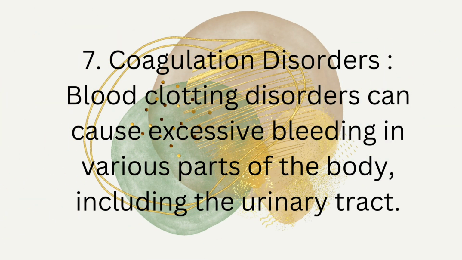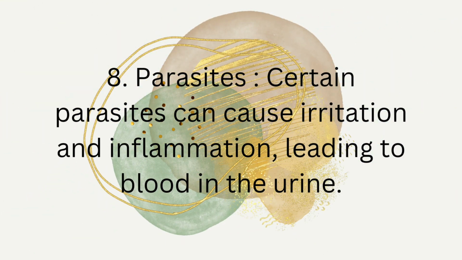7. Coagulation disorders. Blood clotting disorders can cause excessive bleeding in various parts of the body, including the urinary tract. 8. Parasites. Certain parasites can cause irritation and inflammation, leading to blood in the urine.